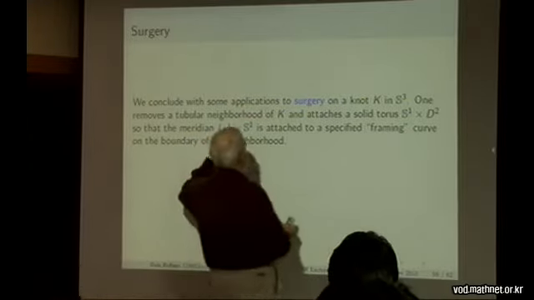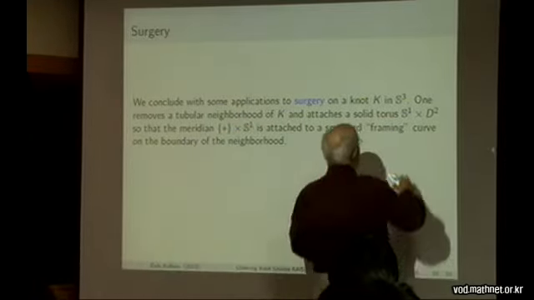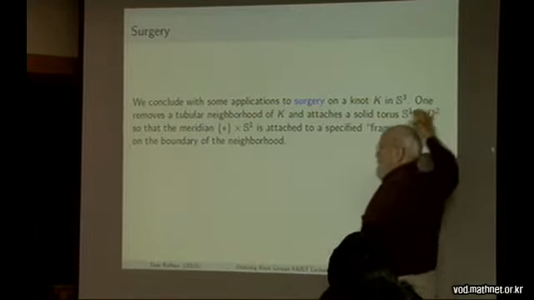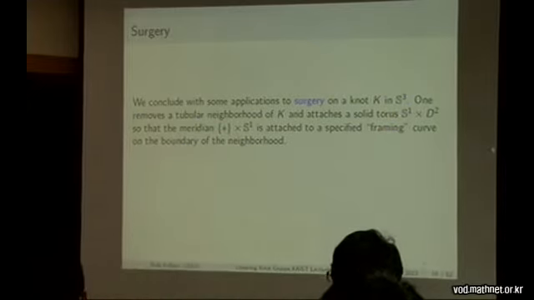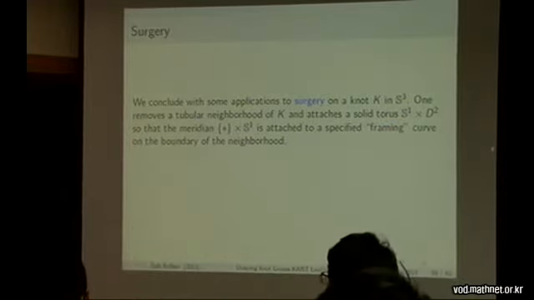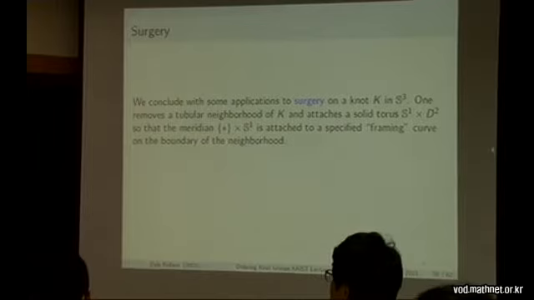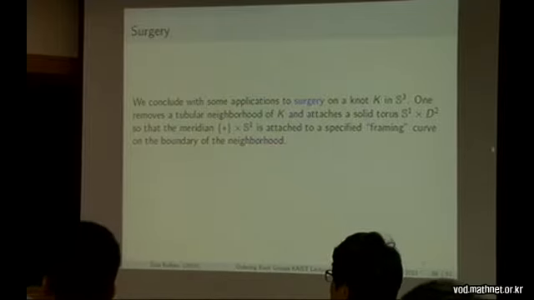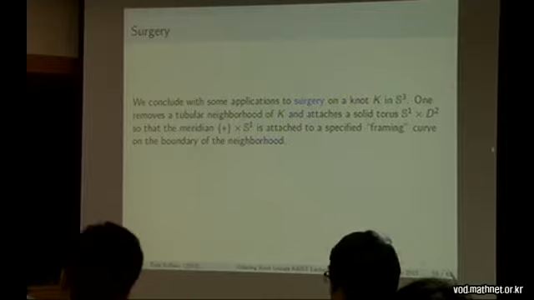So you take what's called a meridian here, which is something on the solid torus, which bounds a disk in the solid torus, and you attach the solid torus so that that blue curve goes to the specified framing curve on the target, and that's a process called surgery, three-dimensional surgery.